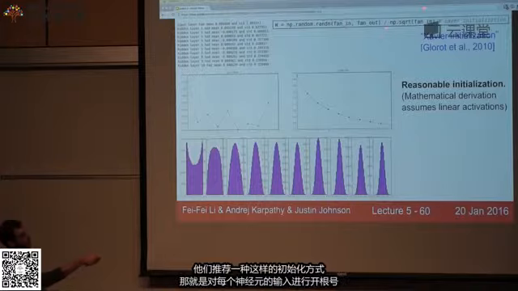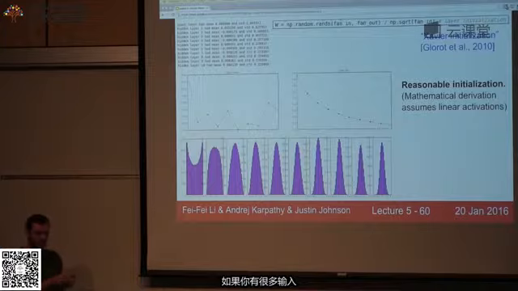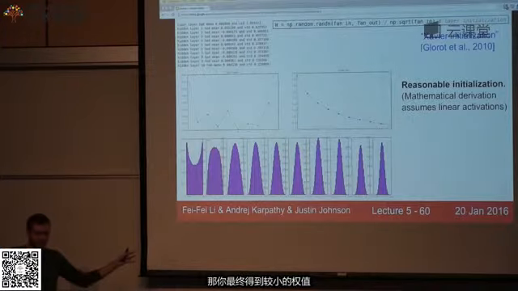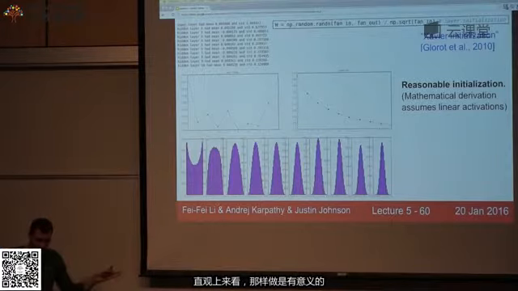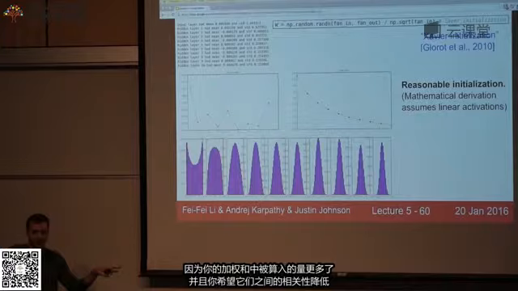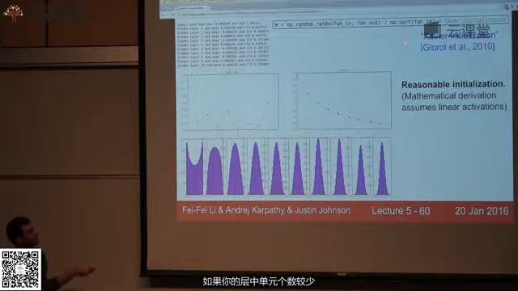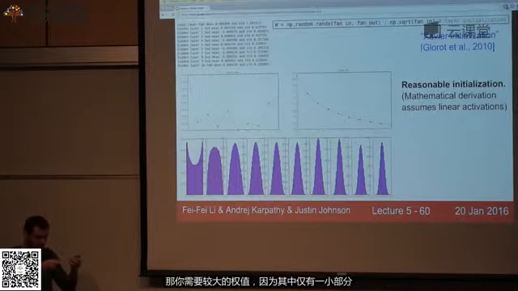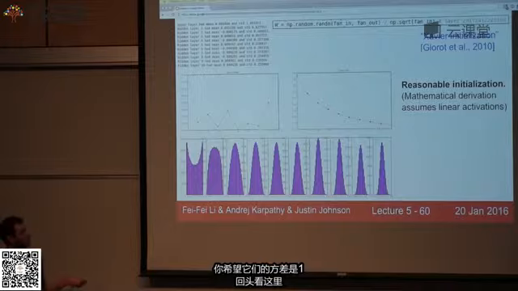So they recommend this kind of initialization where you divide by the square root of the number of inputs for every single neuron. So if you have lots of inputs, then you end up with lower weights. Intuitively that makes sense, because you have more stuff that goes into your weighted sum, so you want less of an interaction to all of them. And if you have a smaller number of units feeding into your layer, then you want larger weights, because there are only a few of them and you want to have a variance of 1.